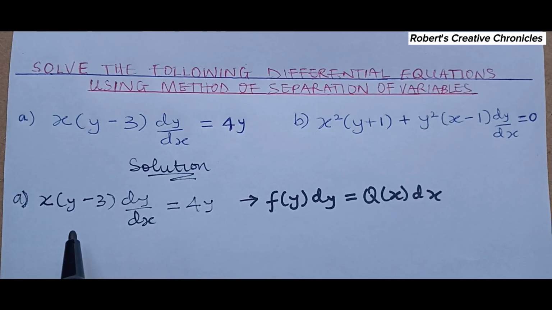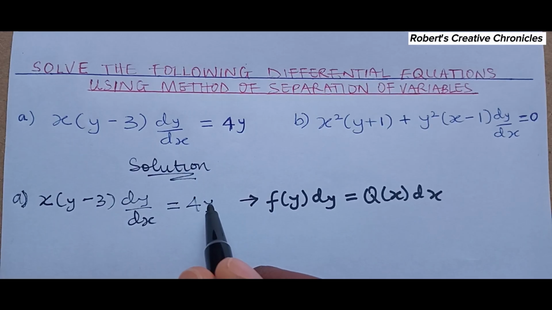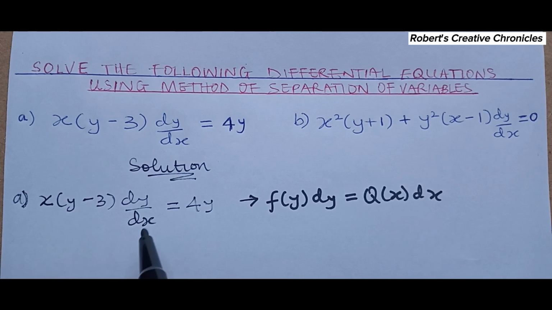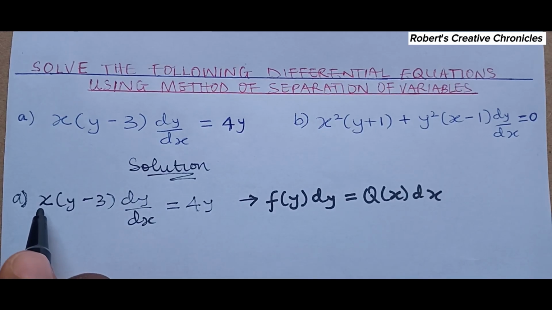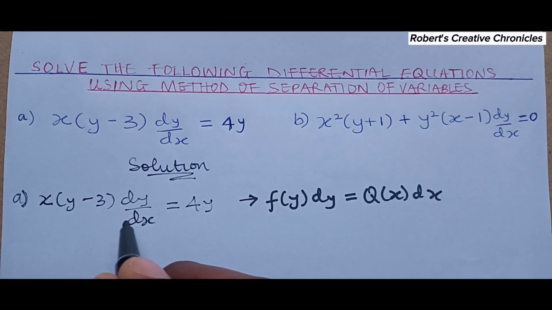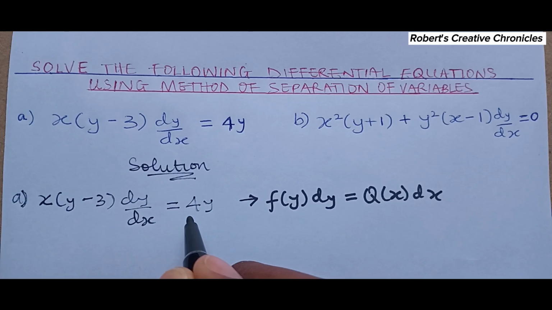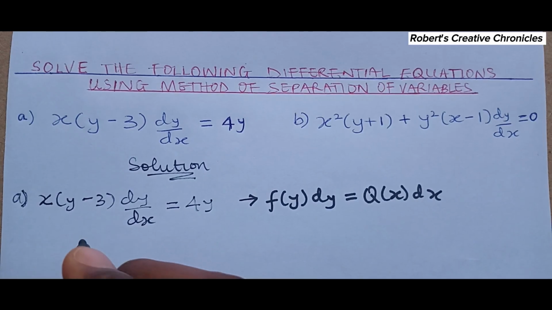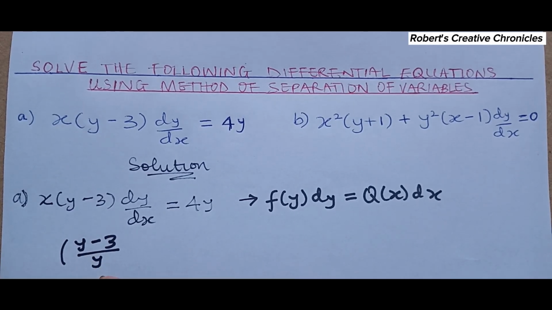So now we eliminate all the functions of y that are on this side, and we'll eliminate all the functions of x that are on this side, and we'll transfer everything to the other sides. So now let's eliminate this x. To eliminate this x, we'll divide both sides by x, and to eliminate this y, we'll divide both sides by y. So let me divide both sides by y first. y minus 3 over y.